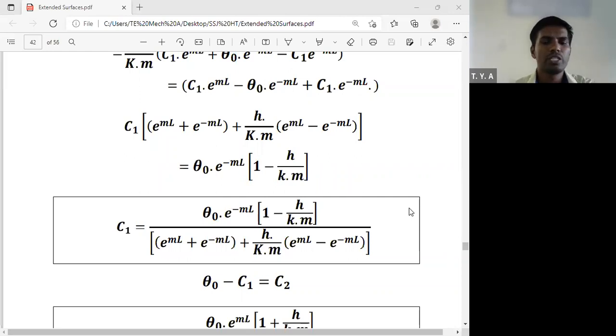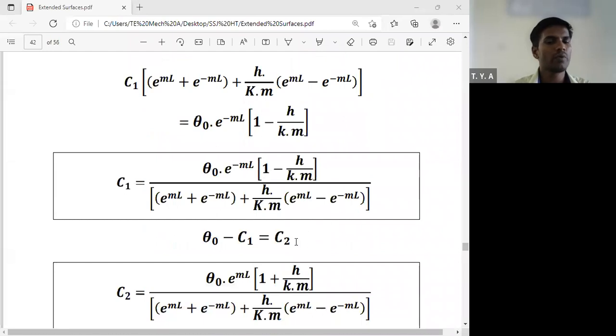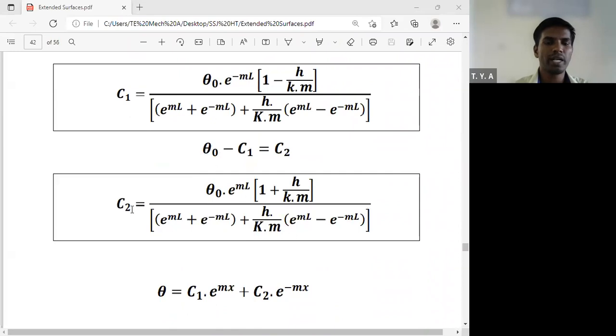आले का बघा C1 ची व्हॅल्यू. Okay, then write down the value of C2. So what is the equation of the C2? That is theta 0 minus C1. So from this we get the value of C2.